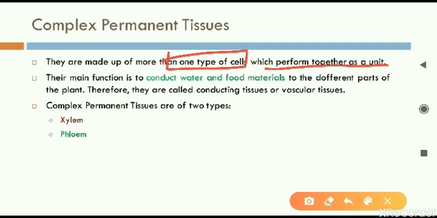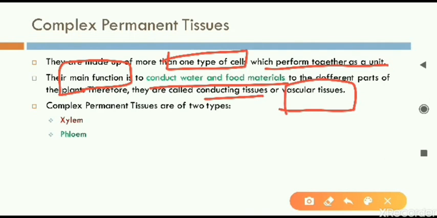Generally, the main function of complex tissues is to conduct water and food materials, meaning they are transporting water from one part of the plant to the other parts of the plant. Similarly, they carry the food from the leaves, where food is prepared, and distribute it to all parts of the plant. This is what is done by the complex permanent tissues, and these are also called vascular tissues or conducting tissues, because they are conducting water and food in the plant body.